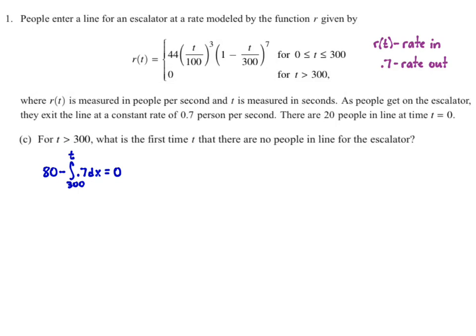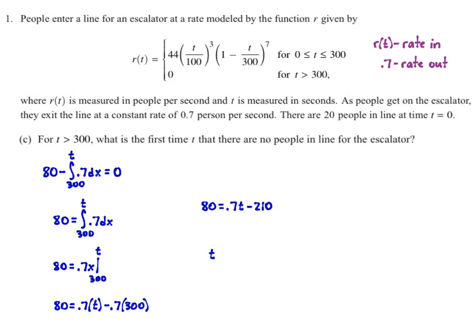From here, we would solve this equation analytically. So we're going to add the integral to both sides, and then we'll go ahead and take the antiderivative of this guy. The antiderivative of 0.7 is 0.7x, and then evaluated from 300 to t. So we'd say 0.7 times t minus 0.7 times 300. And then from there we can simplify it and then solve for t. And we end up with t equals 414.286, and the units would be seconds if it asked.